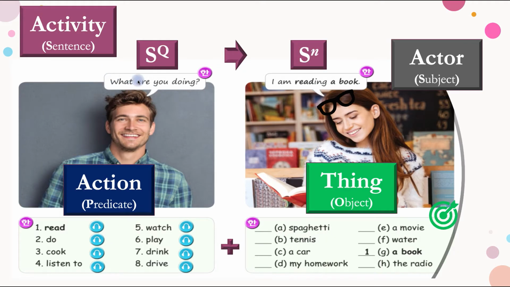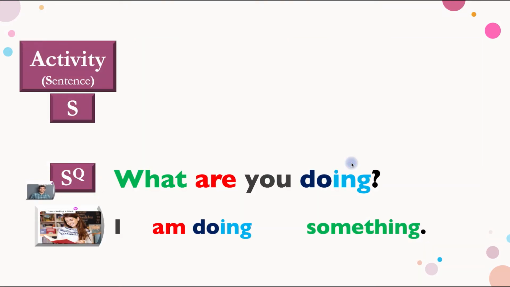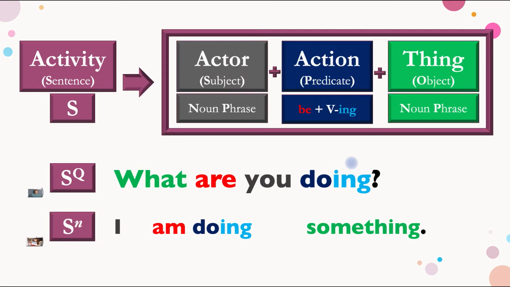So to get an activity sentence following the question with the ing, you start with the actor, I, then the action, am reading, plus the thing. So as we said, question, what are you doing? Your answer: actor, I, be verb, am, verb ing, something. Right, so take note of it, look at the colours, and try to practice it as often as you can.